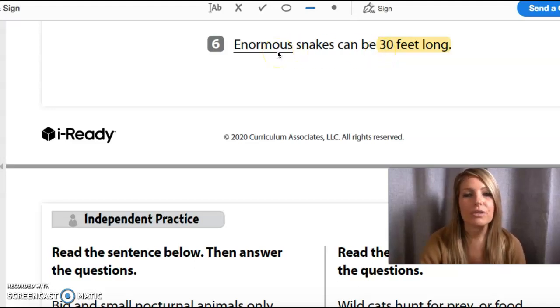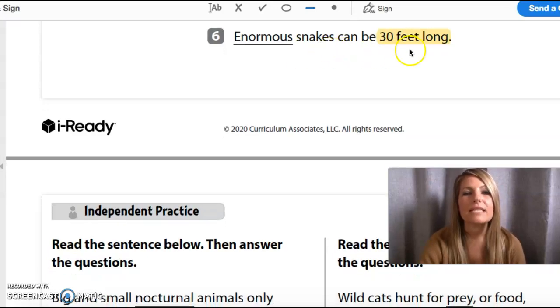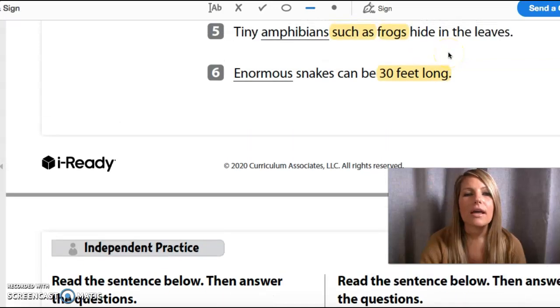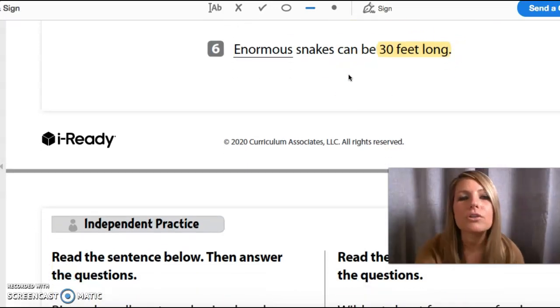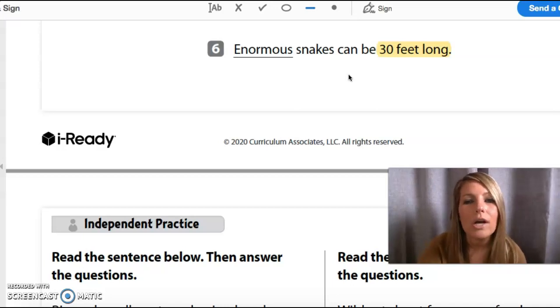Enormous is our mystery word that we need to figure out the meaning for. Enormous snakes can be 30 feet long. I'm looking in that sentence and I don't see any of our clue words, like, or such as. So I need to keep digging a little further.